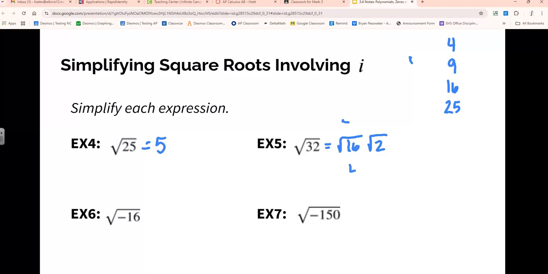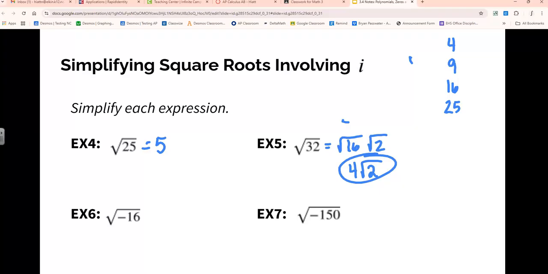The square root of 16 is 4. It comes on the outside of the square root because it is a perfect square. The 2 has to stay on the inside. So the square root of 32 is the same as 4 times the square root of 2. That's what we had to do when we were simplifying that quadratic formula question that we looked at just a second ago.